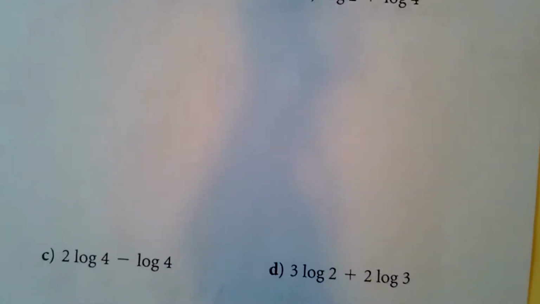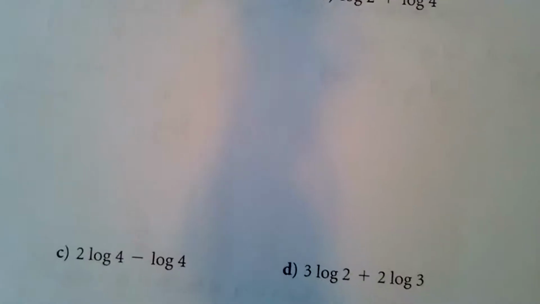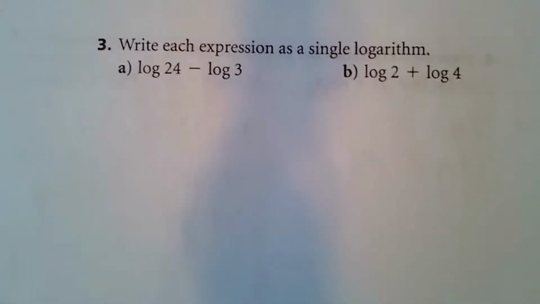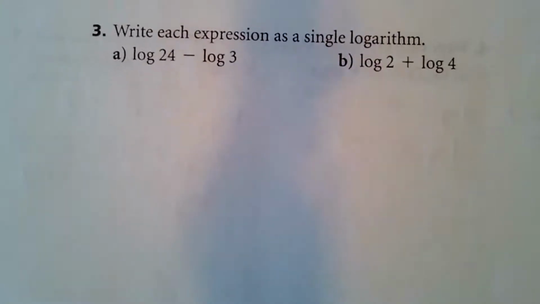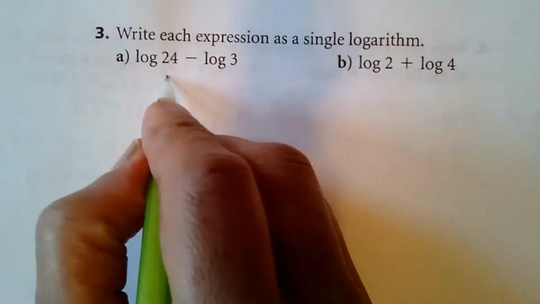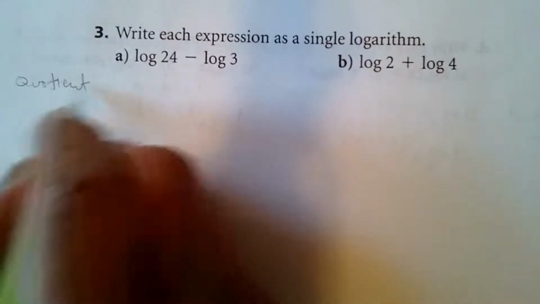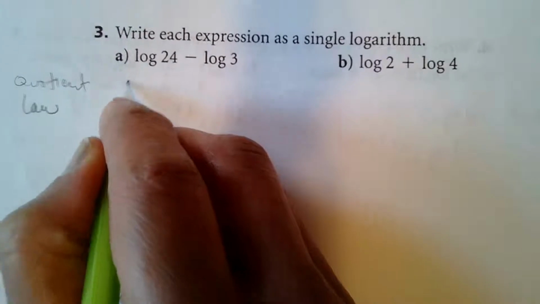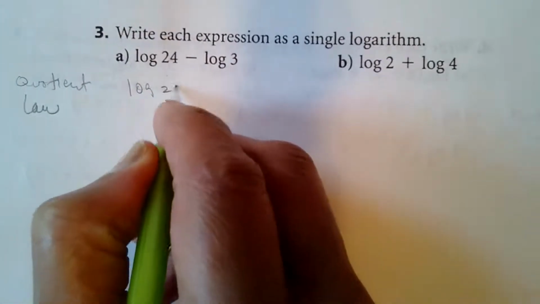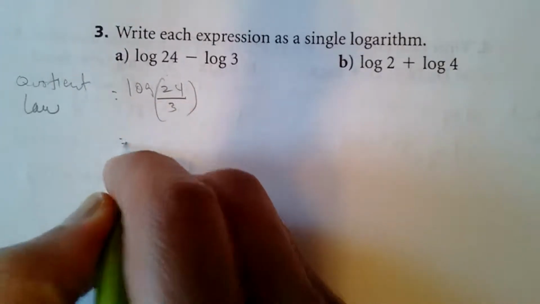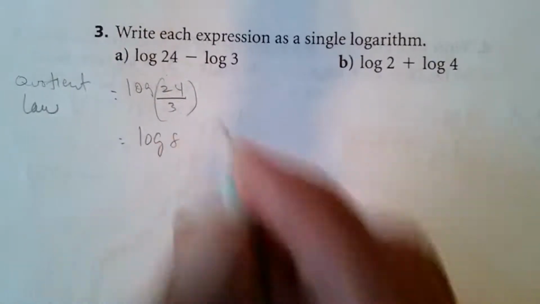Okay, let's go back. We did a few examples of these. So also, if you go back to question 3 in your book, it's very similar questions. In this case, we apply the quotient law, and that gives us log 24 over 3, which ends up being log 8.